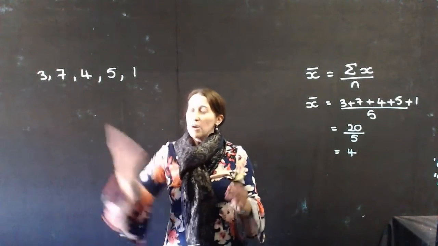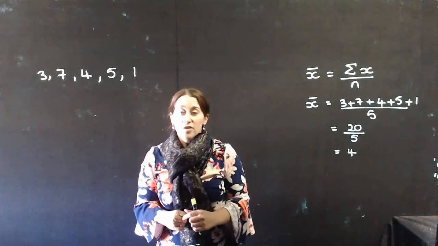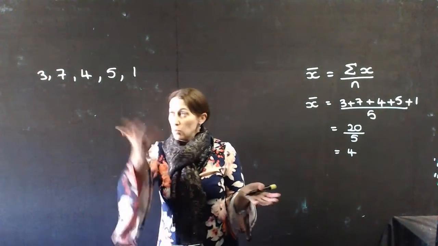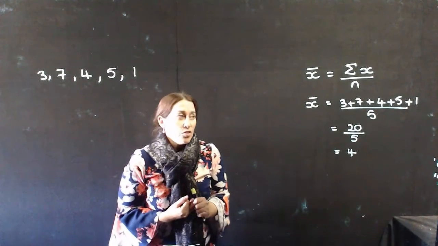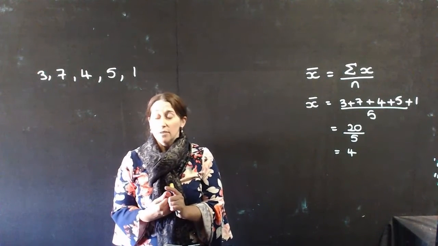Now, here, they're all just as equally popular. Each number appears only once. So there is no obvious mode within this data. So remember, the mode is the most common. Now, the second one that we can work out is the median.